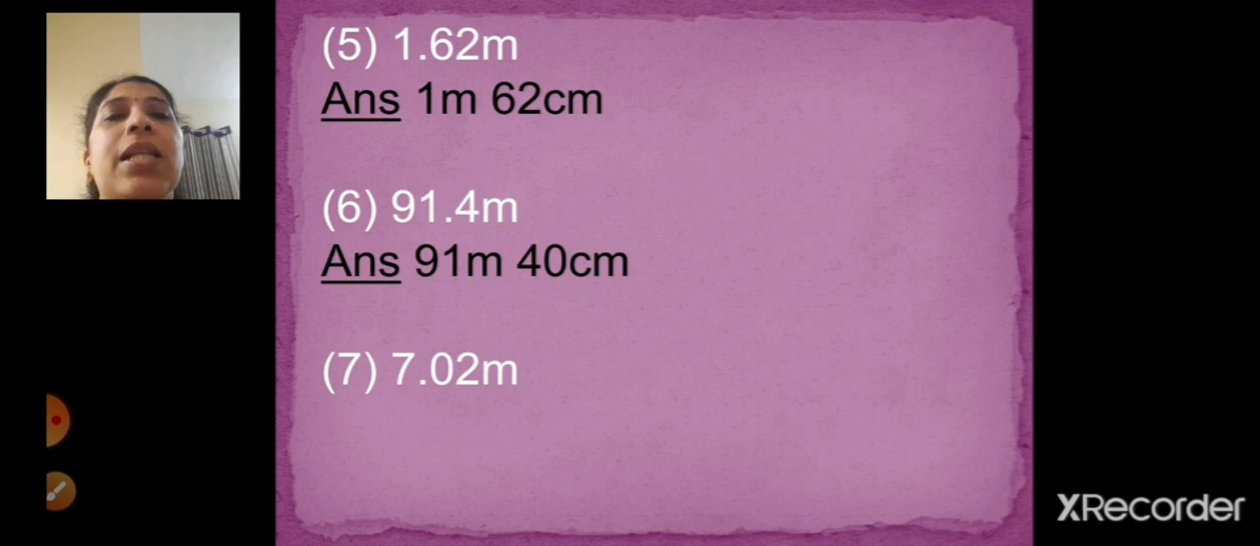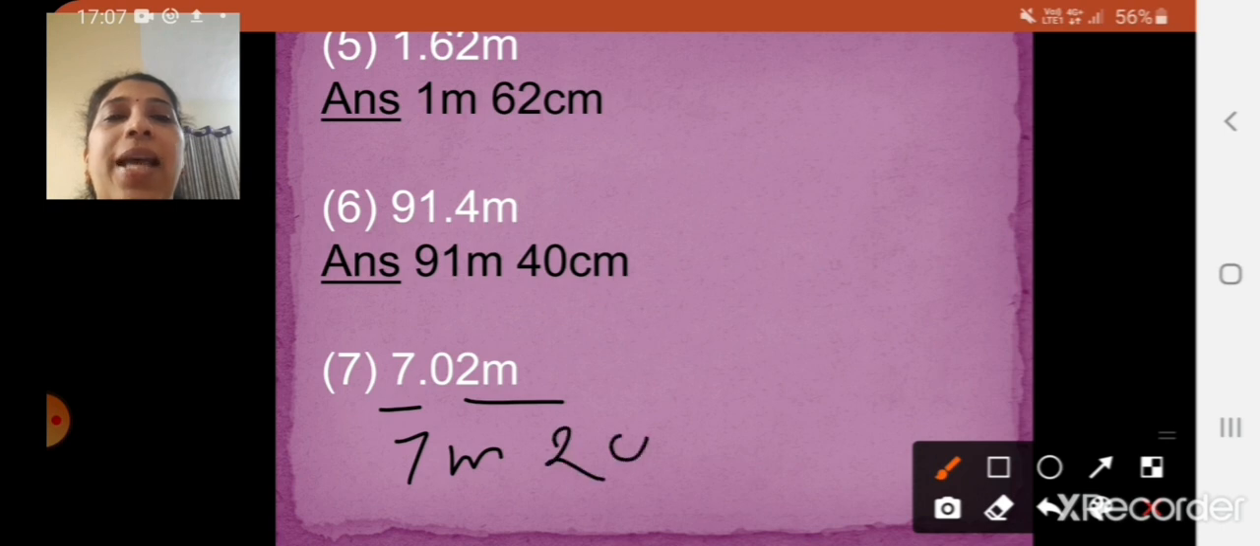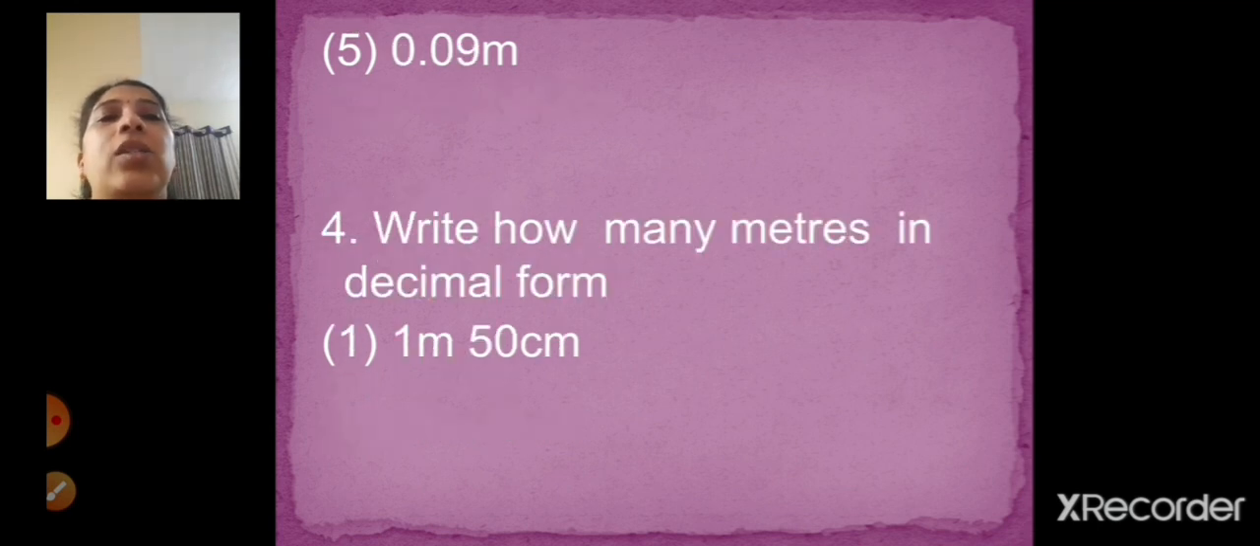Next, seventh one is 7.02 meter. Now before the decimal point it will be 7 meter, and after the decimal point it will be centimeter. So now you can see here children, it is 02. So 02 means you can now write it as 2 centimeter, right? So your answer will be 7 meter 2 centimeter. So always see whether after the decimal point it is 02, 04 or only 4, have a look at it, right?